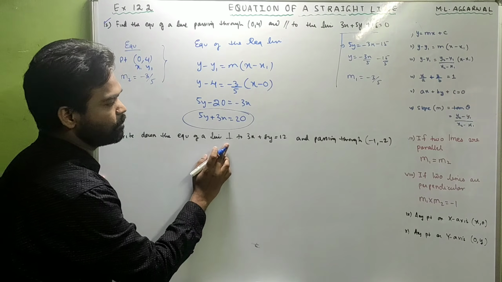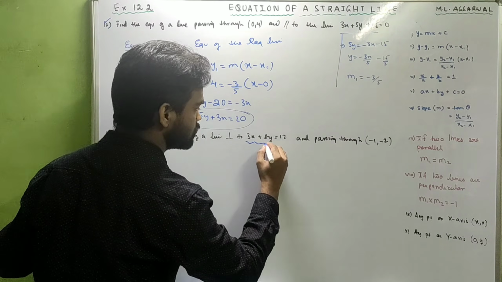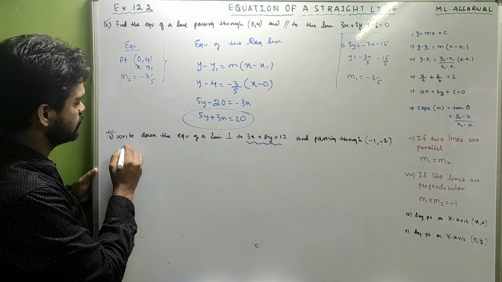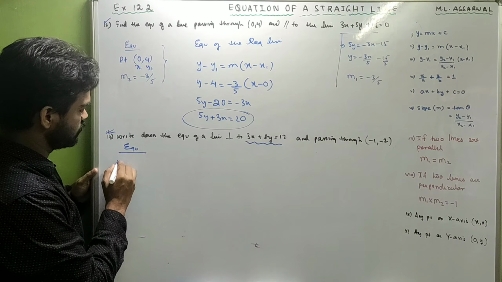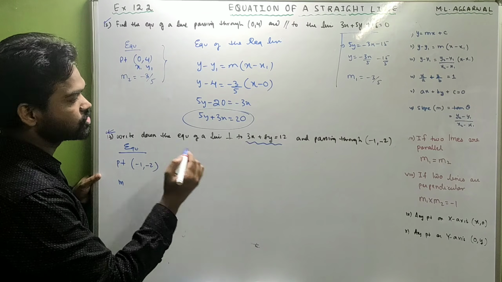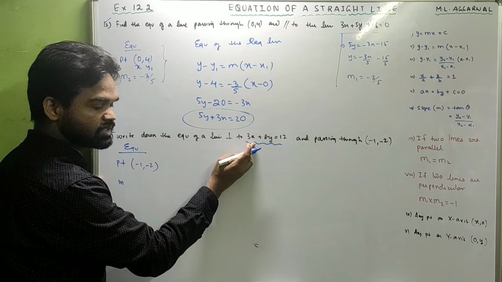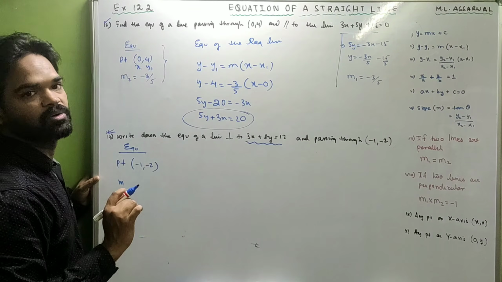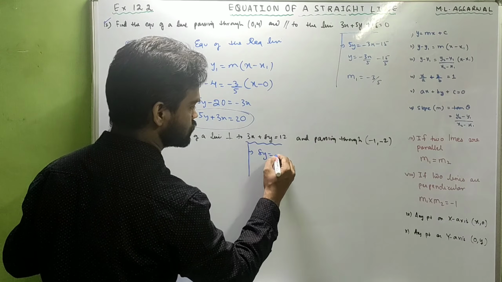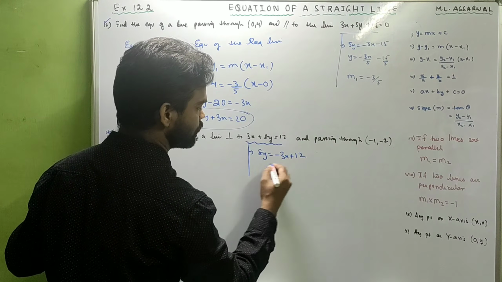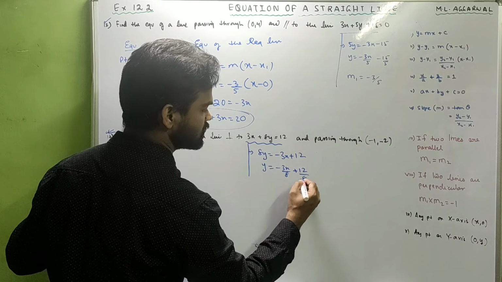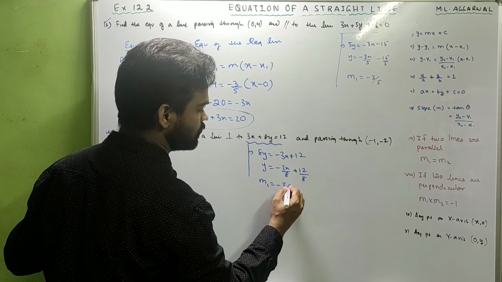Now look at number 30. Write down the equation of a line perpendicular to this and passing through (-1, -2). Again, same. You need to find the equation of a line. The point is given, (-1, -2), and the slope. Now, this line and the required line are perpendicular. So first find the slope of this. Look over here, 8y = -3x + 12, or y = -3x/8 + 12/8, which means m1 is -3/8.